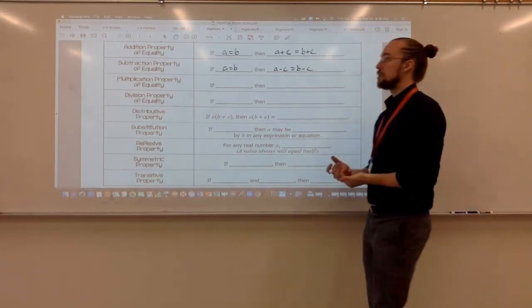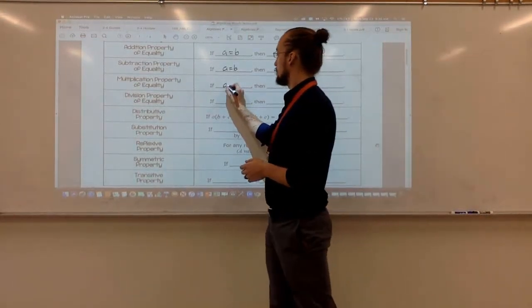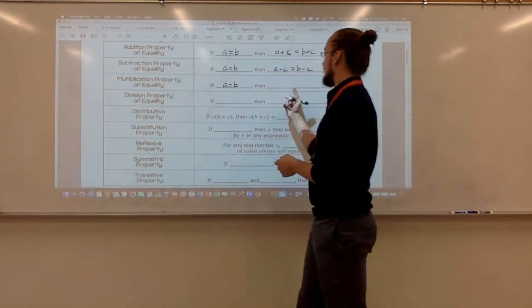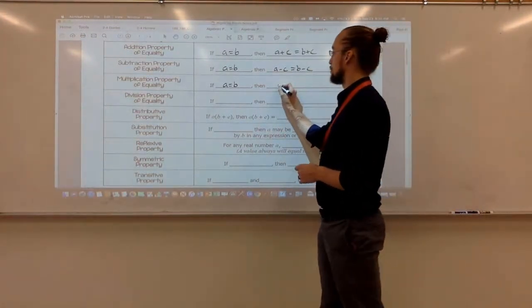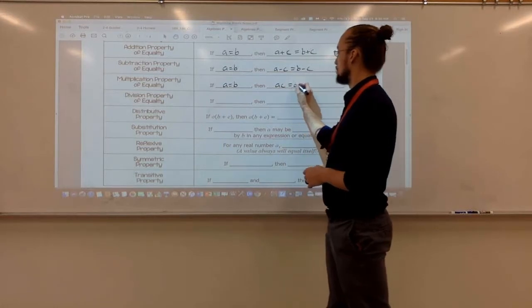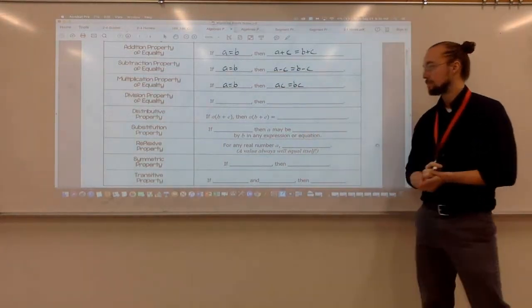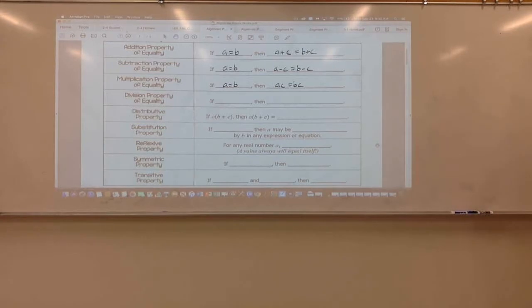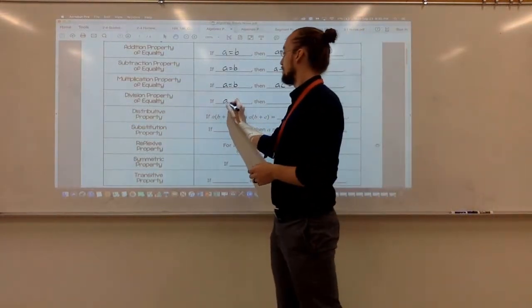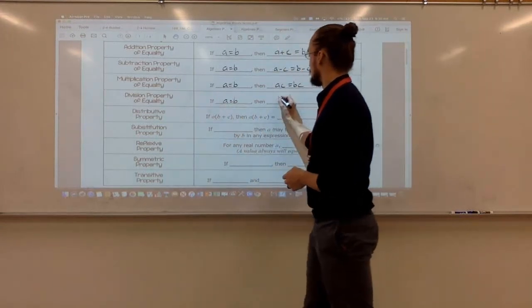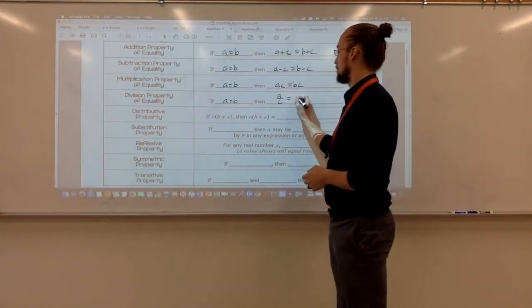Multiplication property. If I have an equation, then I can multiply both sides of the equation by the same thing. So we can say A times C, B times C. The division property, again, same idea. If I have some equation, then I can divide both sides of the equation by the same thing.